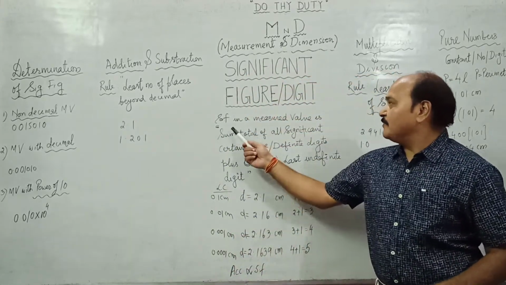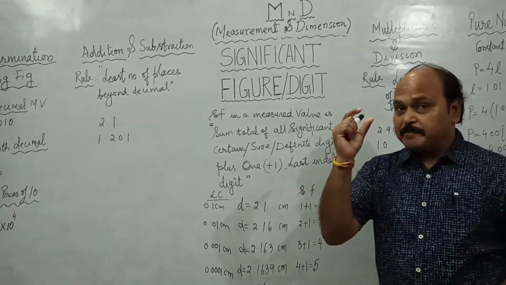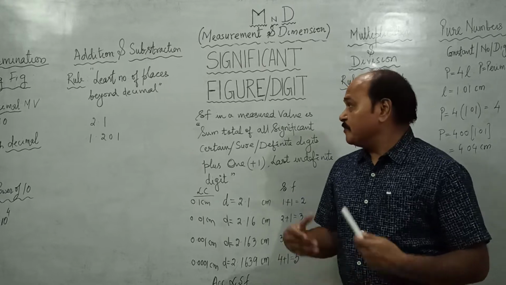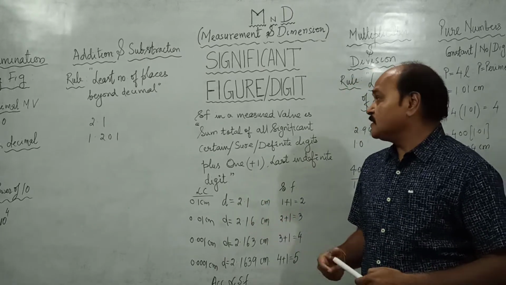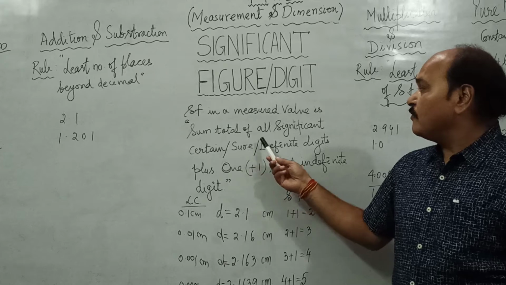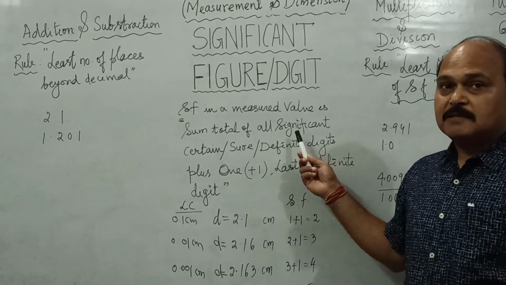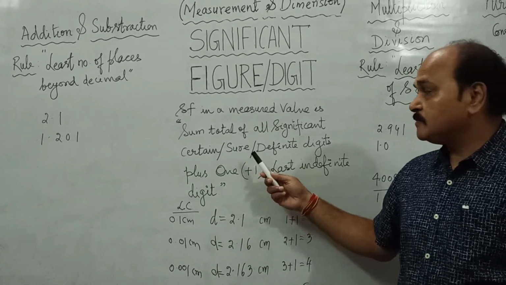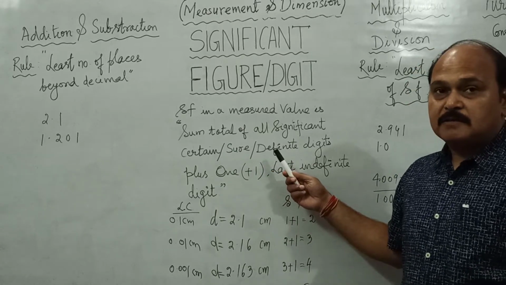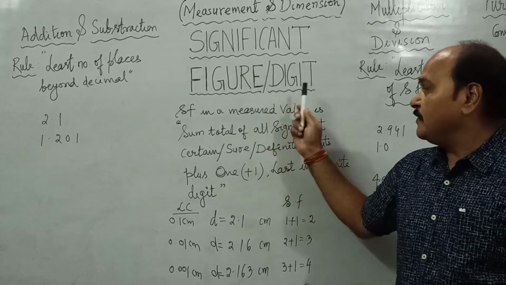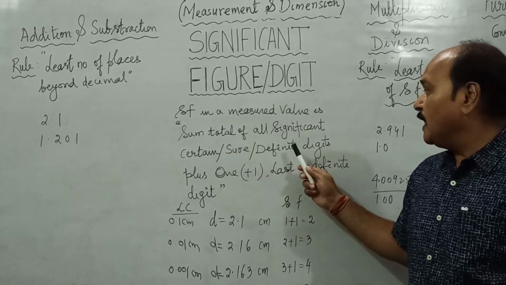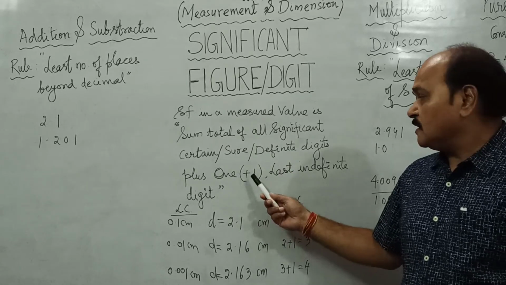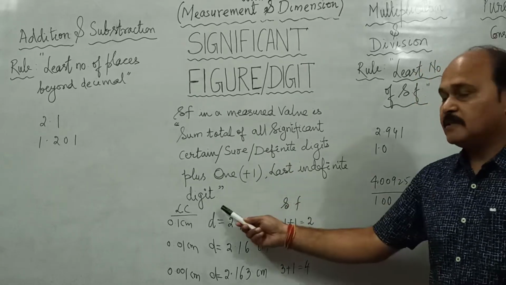Well children, significant figure is nothing but a mathematical digit, whole number digit. It represents sum total of all significant, meaning certain, sure, definite. So significant figure represents sum total of all definite digits plus 1. What is this plus 1? This plus 1 is the last indefinite digit.